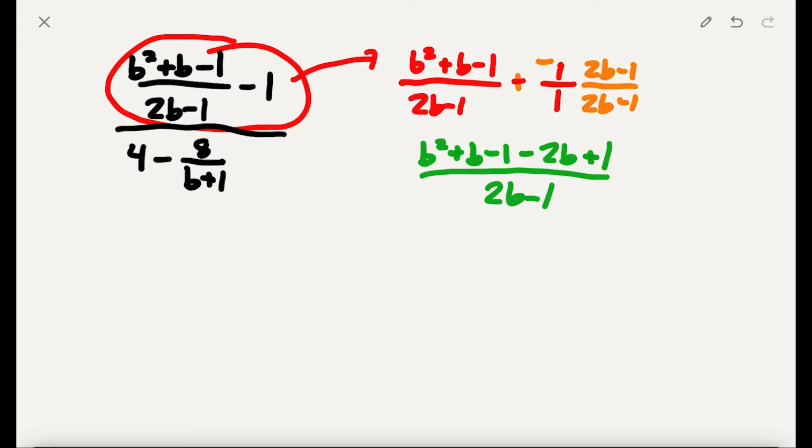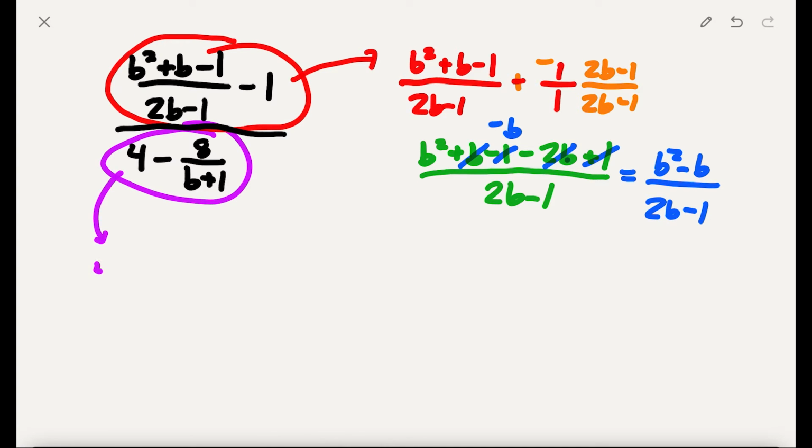All right, b minus 2b is going to be negative b. And then negative 1 plus 1 is 0. So you're going to end up with b squared minus b on top divided by 2b minus 1. Okay, so that's the top part. Now we're going to do the bottom part over here.